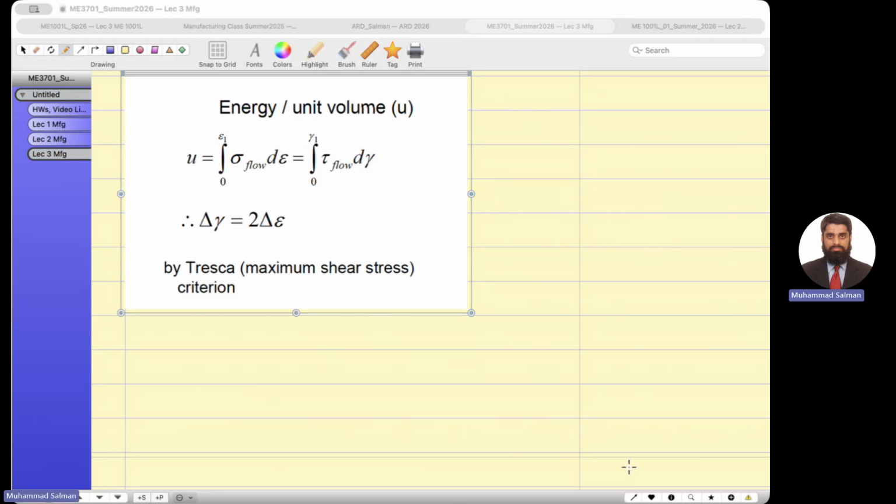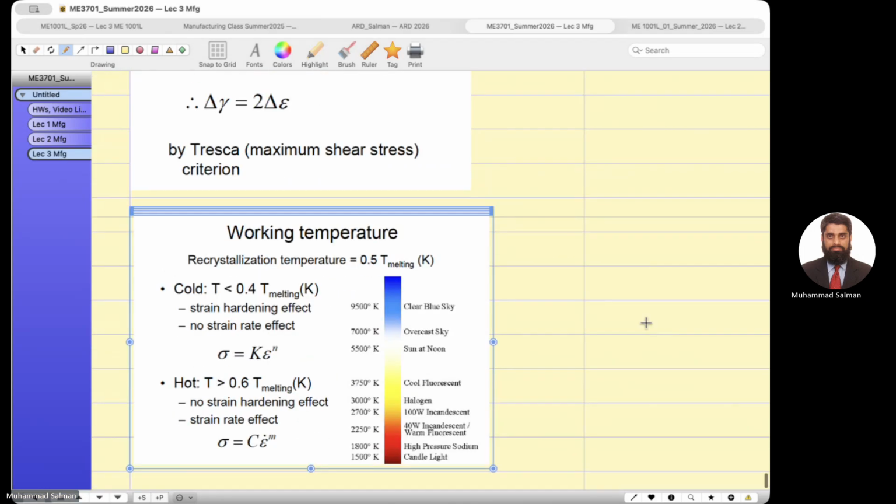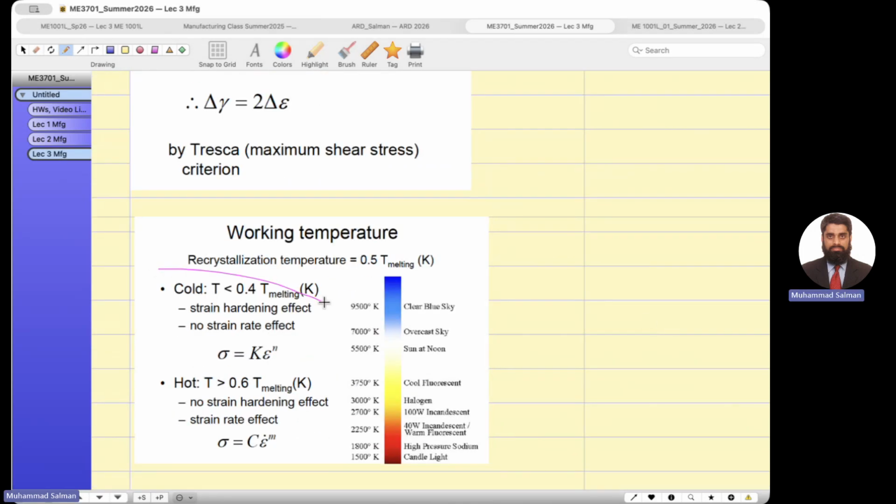Then comes some working temperature. If the material being forged is below half of the melting point, or 40% of the melting point, this is cold forging. And if it is above 60% of the melting point, this is hot forging. And you will use a different formula, strain rate effect, because it changes very fast. The height changes very fast.